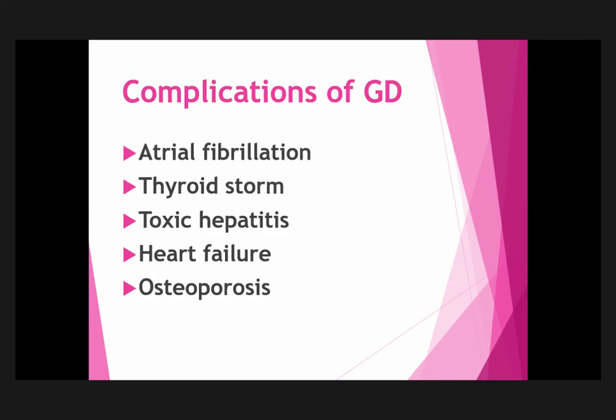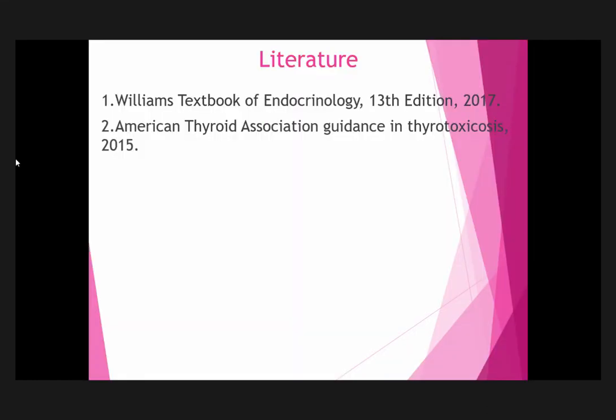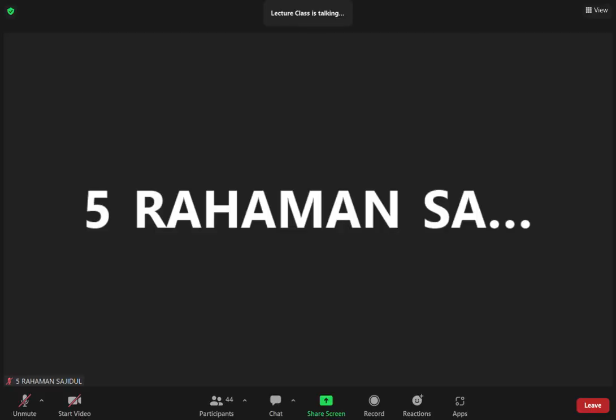The complications of Graves' disease, if we do not treat it in the correct way, include atrial fibrillation, thyroid storm, toxic hepatitis, heart failure, and osteoporosis. It should be treated fully. It's not a chronic condition. So that's enough about Graves' disease. If you have questions, you're welcome.